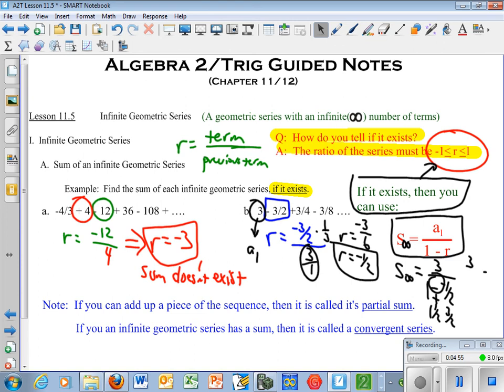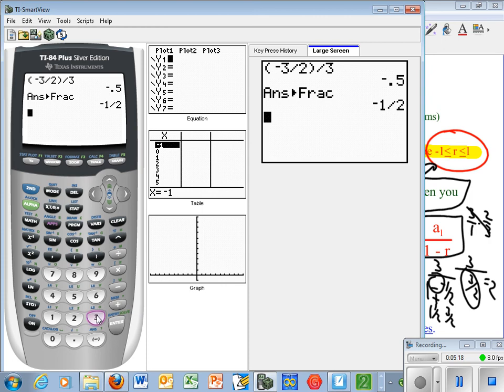So I have 3 divided by 3/2. If you use the rule, that's like 3/1 divided by 3/2, so I multiply by the reciprocal. The 3's cancel, so I get 2 on top over 1, which equals 2. Now you can use your calculator: 3 divided by 3/2. So you go there, 3 divided by, and then 3/2.